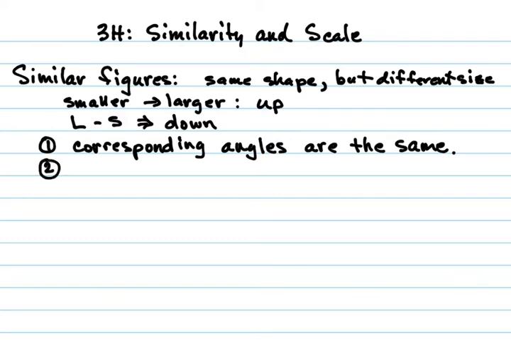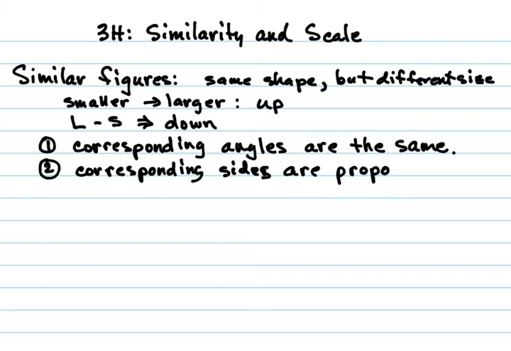Okay. The second one is that the corresponding sides are proportional. And we'll define that word in just a moment. I'm going to define it using another word that you may or may not remember. They are proportional. In other words, they have the same ratio. Now, it's important that you understand the vocabulary of these. You're going to see this quite a lot.